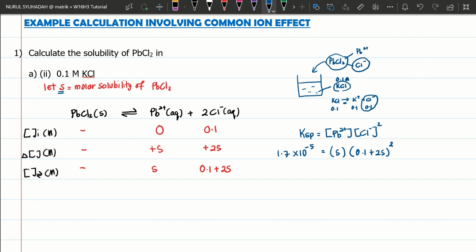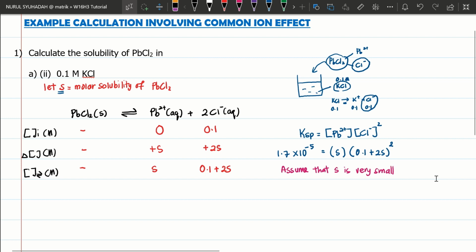Okay, now dekat sini kita akan buat satu assumption. Apa assumption kita? We're going to assume that the value of S is very small. Okay, by right nilai S ni memang akan jadi sangat kecil. Sebab apa? Satu, kalau awak compare dengan dia punya Ksp, the Ksp usually is paling tidak pun power of negative 3 and it can go up to power of negative 10, and maybe more, depends on the type of slightly soluble salt. So kita akan buat assumption dekat sini, since S is very small, kiranya the dissociation, dia punya solubility ni sangat kecil.